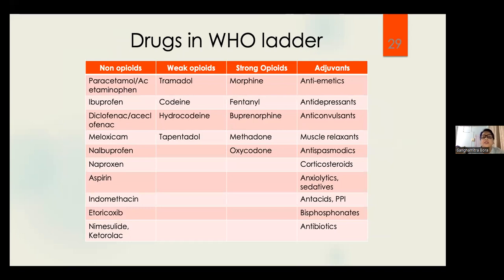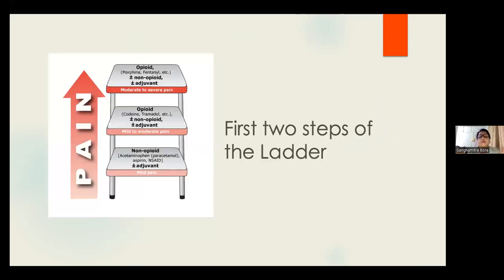So these are the drugs in the WHO ladder. The non-opioids are basically paracetamol or acetaminophen, ibuprofen, diclofenac, and other coxibs like etoricoxib and other drugs. In the step 2 drugs, we have the weak opioids. The step 3 drugs are the strong opioids, and on the right-hand side, you can see the adjuvant drugs.